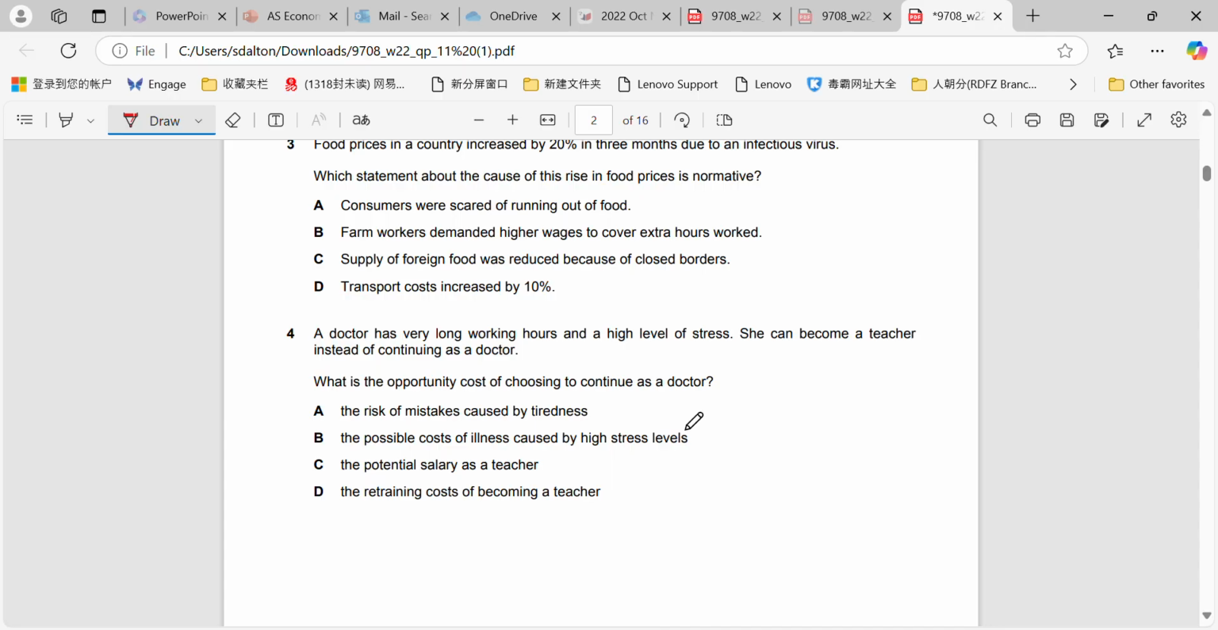Question 4. A doctor has very long working hours and a high level of stress. She can become a teacher instead of continuing as a doctor. What is the opportunity cost of choosing to continue as a doctor? Mistakes caused by tiredness, possible costs of illness caused by high levels of stress. They're not the opportunity cost. Remember, the opportunity cost has to be relating to what she has given up. And what she has given up is the potential salary that she could have earned as a teacher.